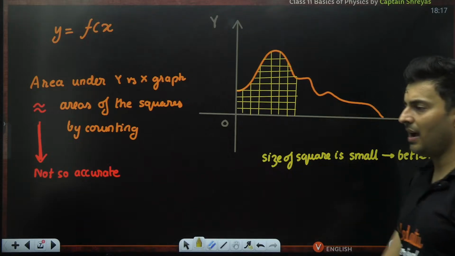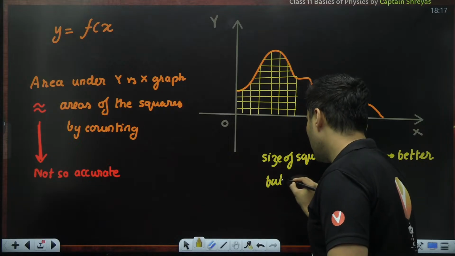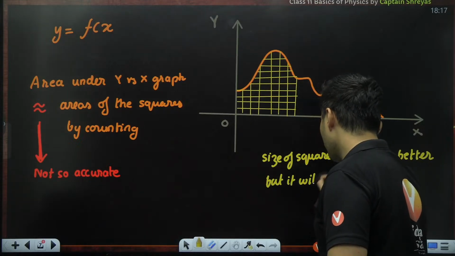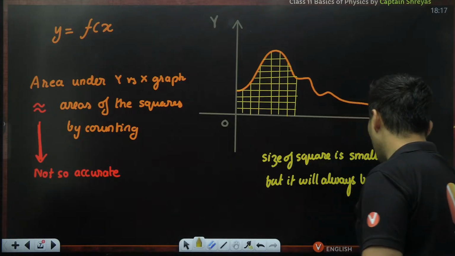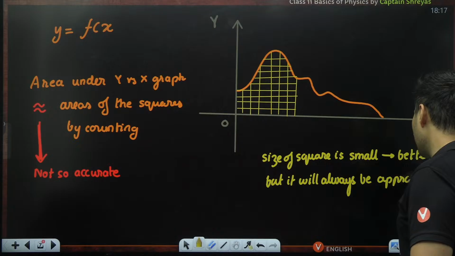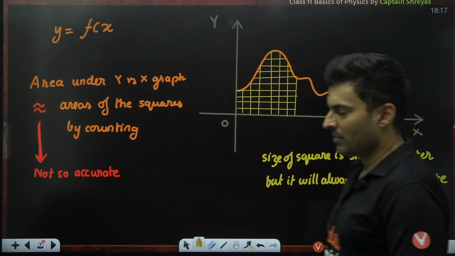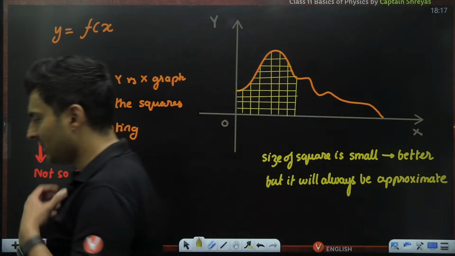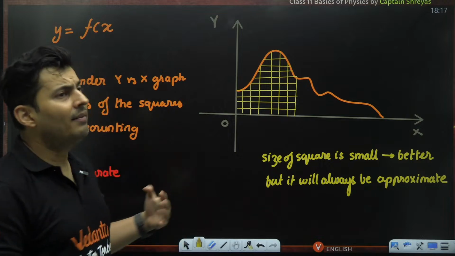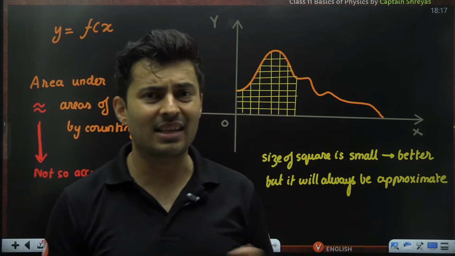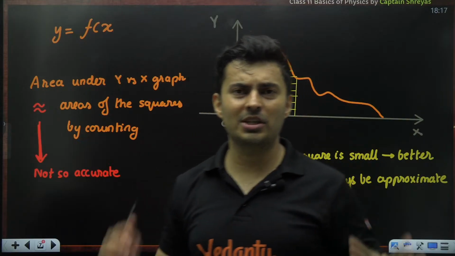will always have some inaccuracy. It will always be approximate. It will never be accurate. Okay, I hope you understand this. So now, do we have some way to measure this area exactly without having any kind of approximation?